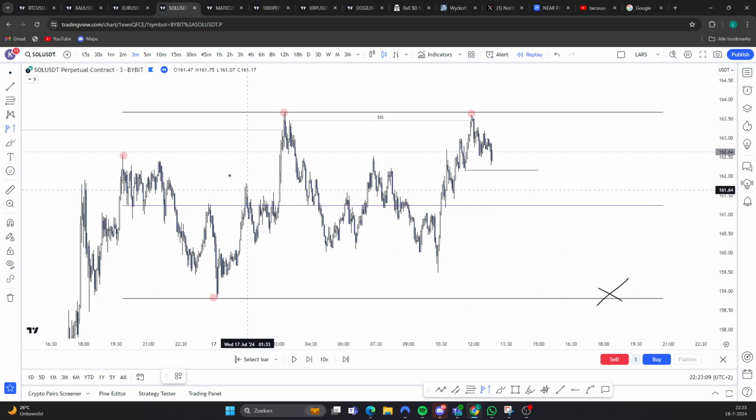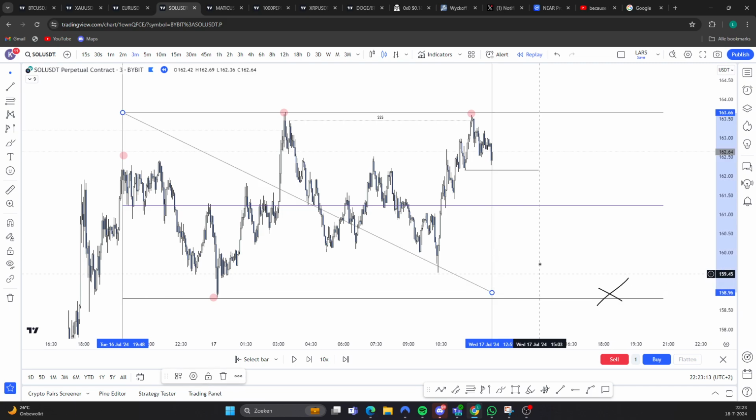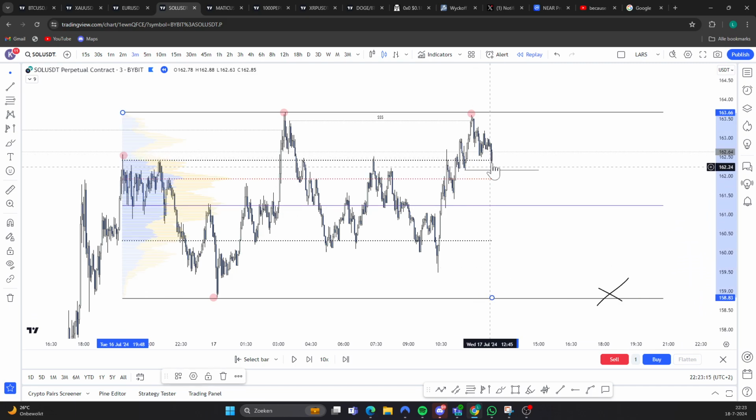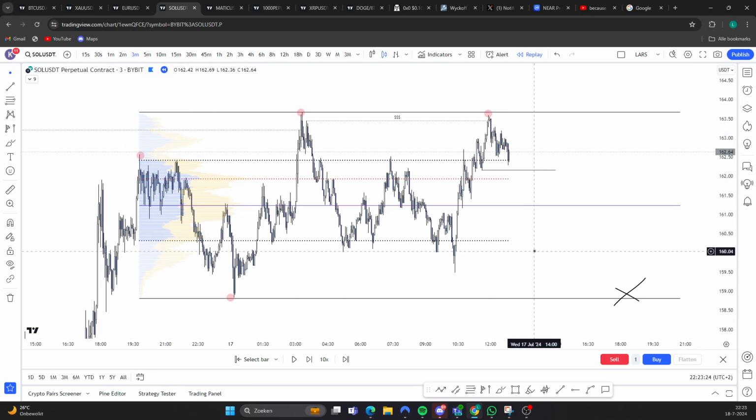So I was also checking my volume profile because I love a break back inside the volume profile. It would just be amazing. So checking the volume profile, we have the volume area high right here. So if we break that market structure low, you'll also break back inside this volume profile. So that could also mean a rotation towards the volume area low and lower.